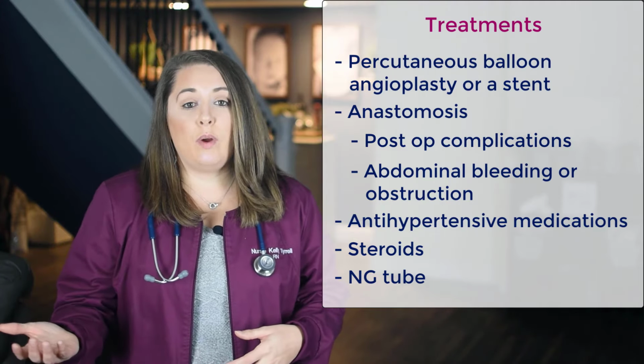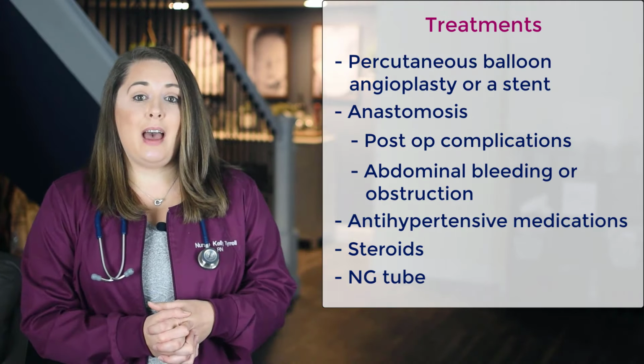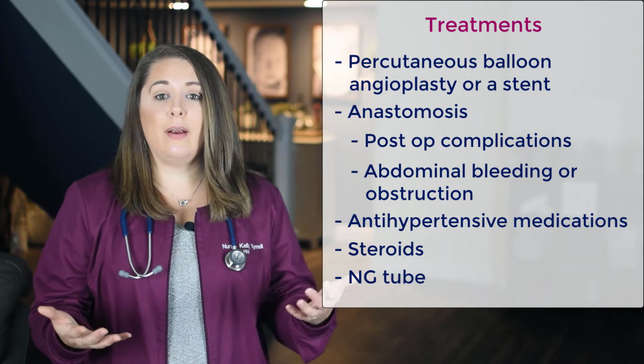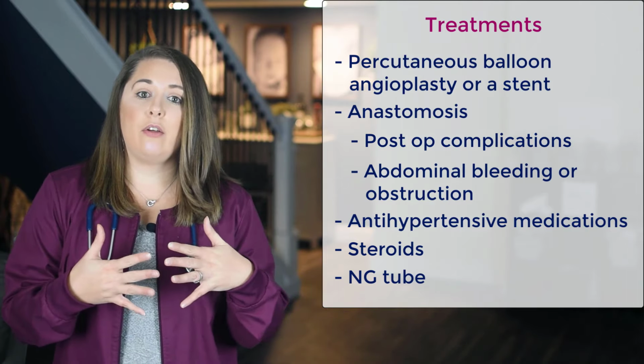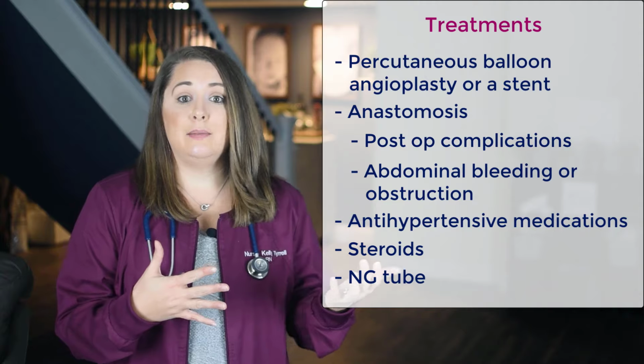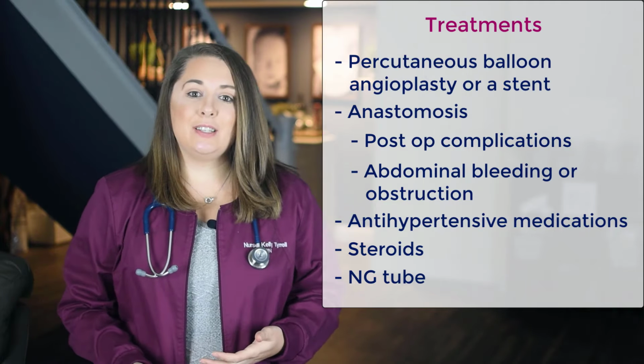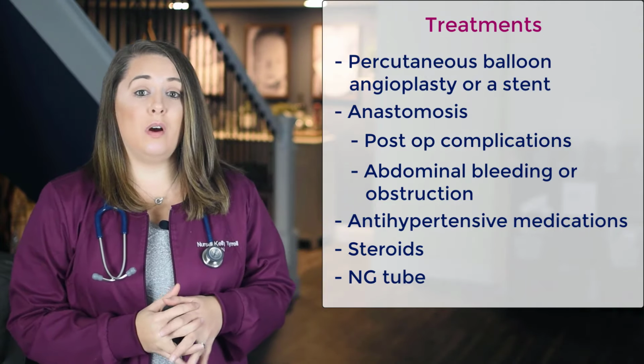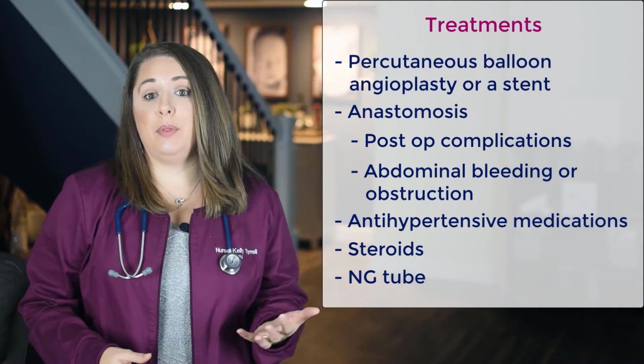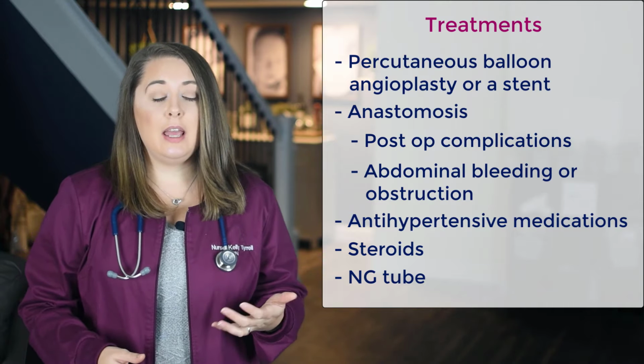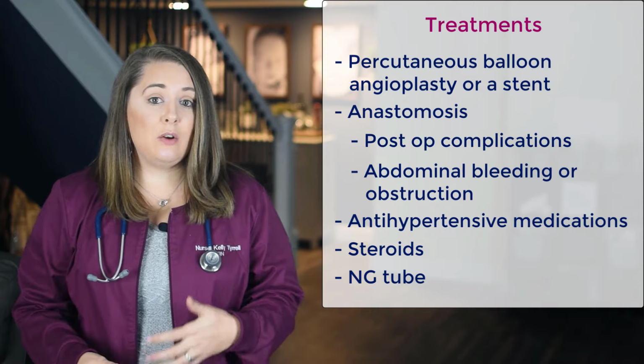Now, depending on the grade of the narrowing, the surgeon may actually have to cut out the narrowing and then join the two ends together through a procedure called an anastomosis. And as with any surgery, you want to make sure that you are monitoring for post-op complications, which for this surgery can include abdominal bleeding or obstruction.